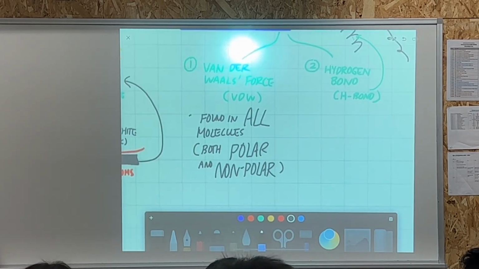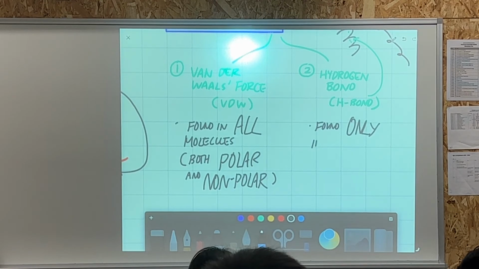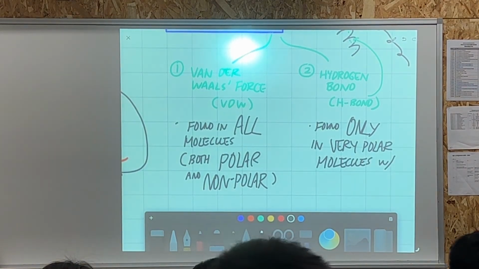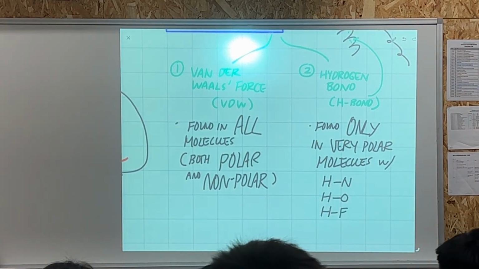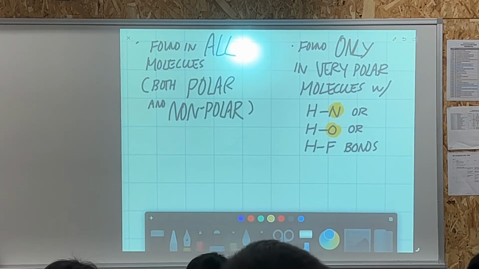What about hydrogen bond? Hydrogen bond is a bit tricky. It is found only in very polar molecules. So what are some very polar molecules? Well, we say these are molecules with three types of bonds that you need to remember: HN, HO, or HF bonds. Why are these three atoms so special, N, O, and F? By the way, you can remember them as north, N-O-F. Just put them together, remember north.